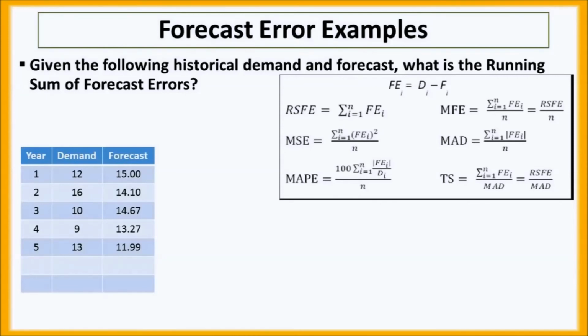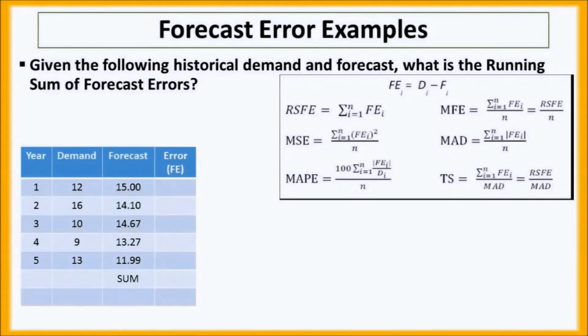So for you, I would like for you to think about this first example. What is the running sum of forecast errors? So we're going to use that formula for RSFE. And I want you to take a look at the data, see if you can set up a table that we might be able to use to calculate the running sum of forecast errors. Why don't you pause the video and give this a try yourself?